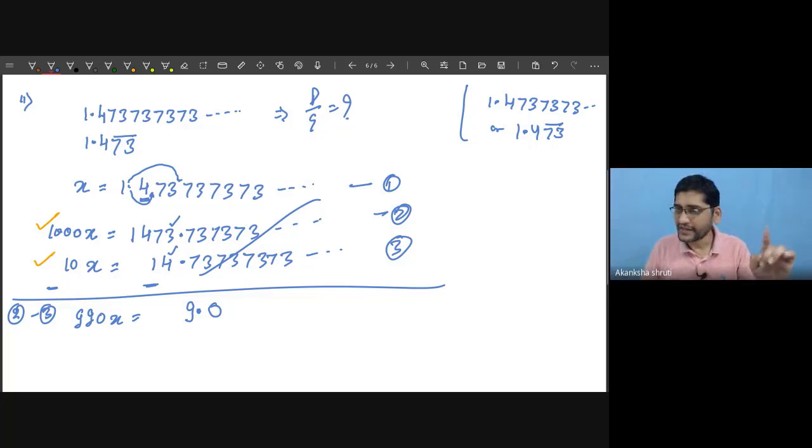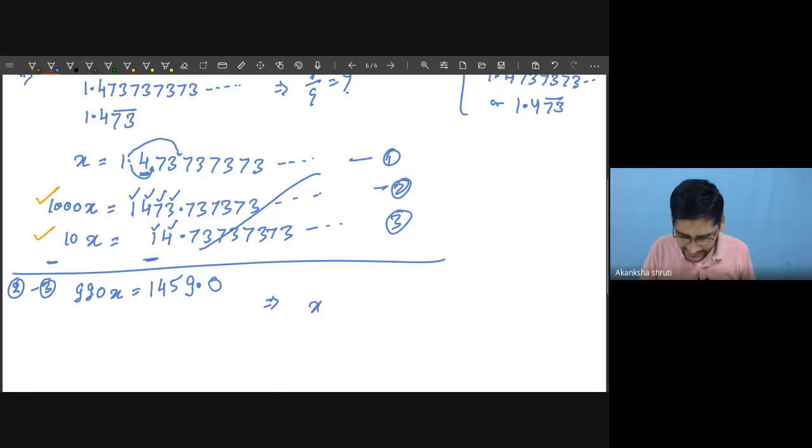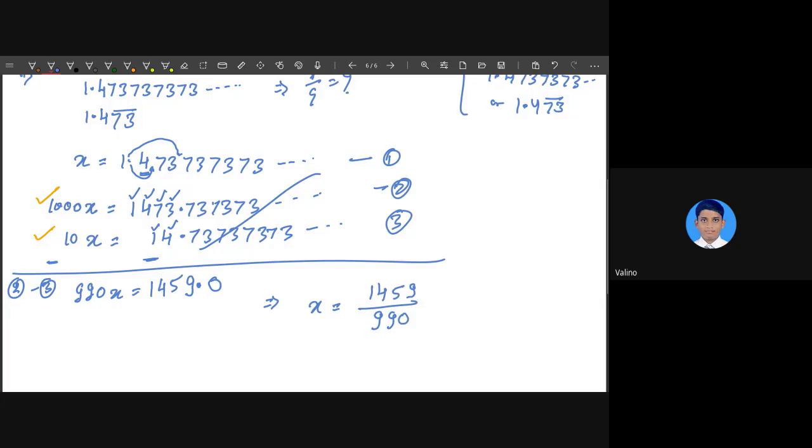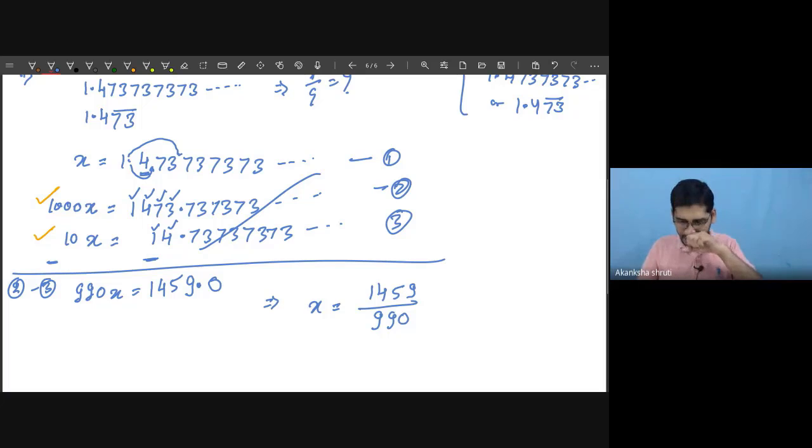We have to keep it 9 and carry 1 is taken. So 7 becomes 6, minus 1 becomes 5. And 4 as it is we need to take, and this 4, 1, 7 also we need to take. Okay, students? So therefore, this x is nothing but 1459 divided by how much? 990. That's all.